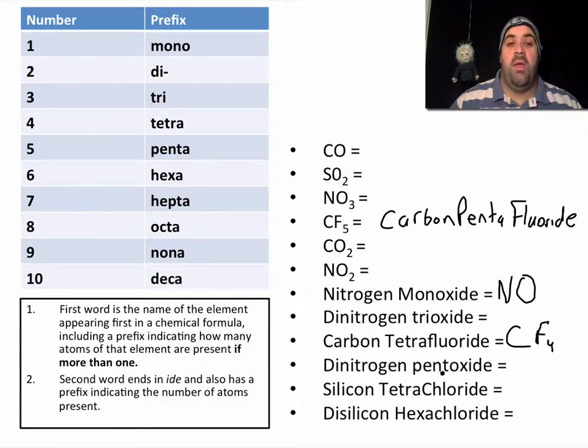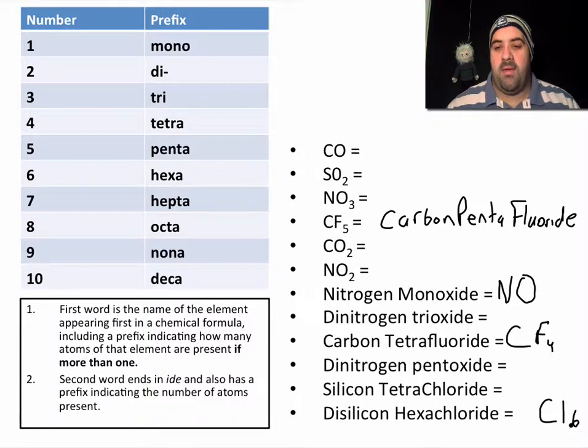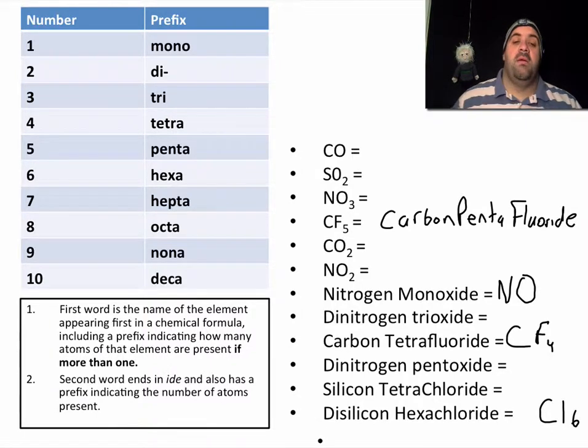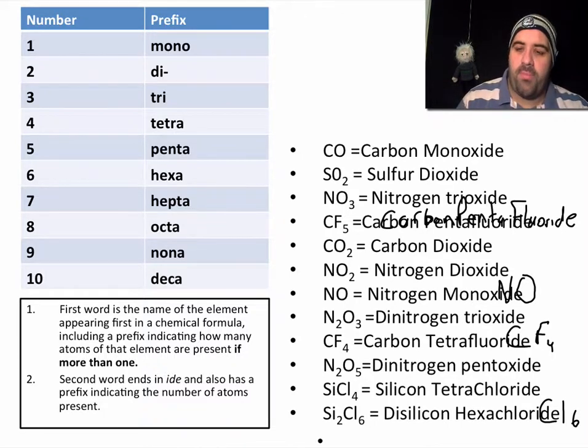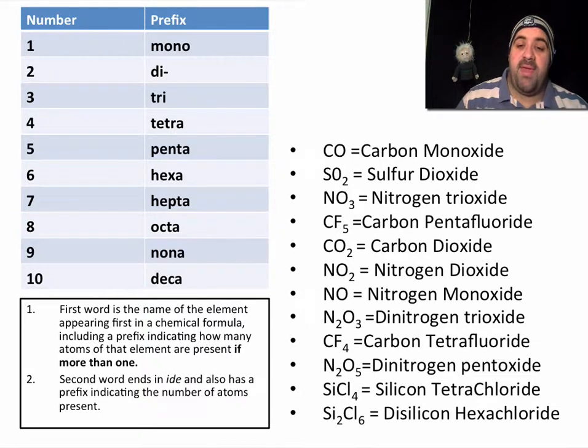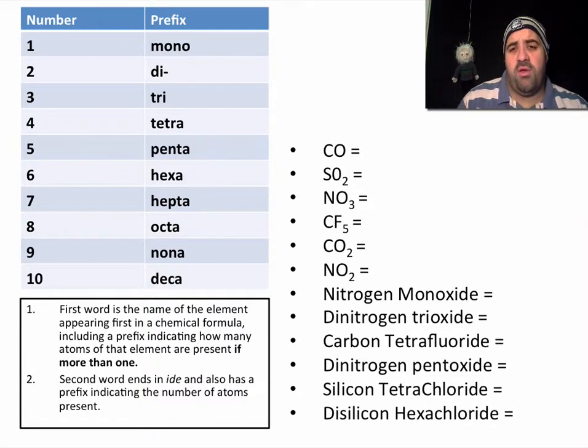Dinitrogen is N2. Pentaoxide is O5. Silicon, there's 1. Tetrachloride is 4. And if we had a hexa down here, this would be 6. There'd be Cl6. Right? Silicon, there's 2 silicons. So that's how we do that. You can go backwards or forwards. If you wanted to practice, these are the answers. You can pause the video, go back to the questions, check it out.